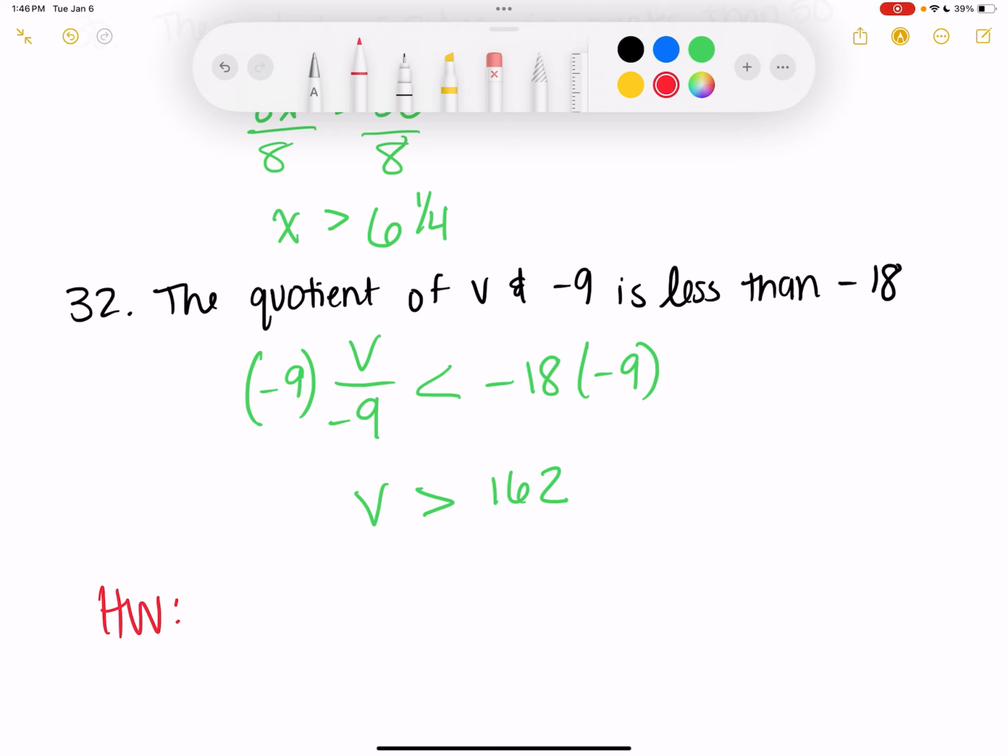3 through 13 odd, and then 31 and 33. Hey, stop talking. She's trying to tell us something.